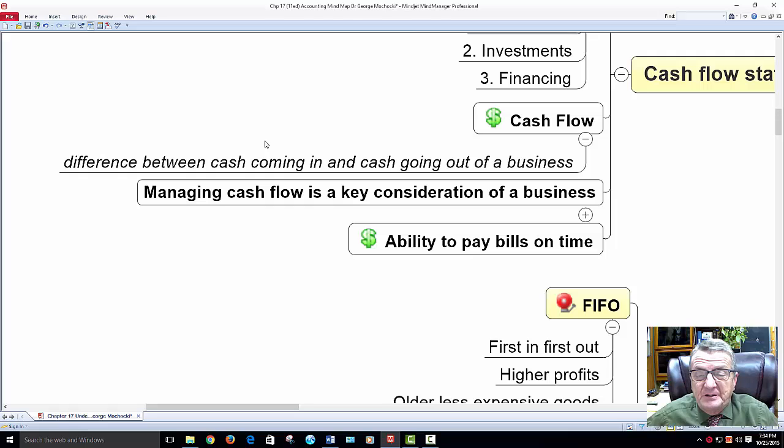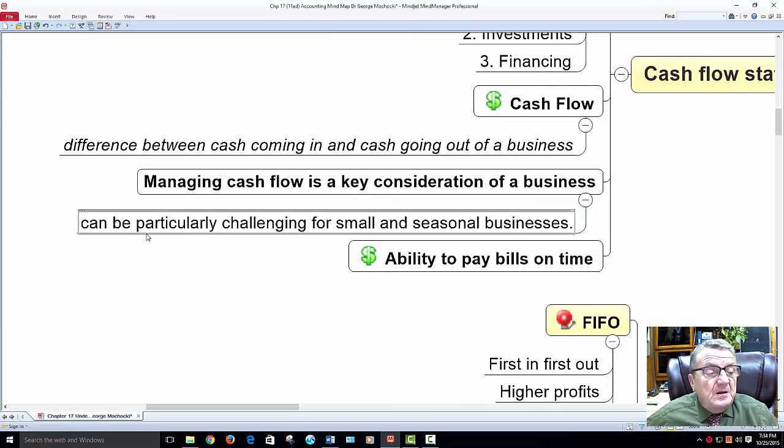Trying to make it up a little bit here. Okay, so if I'm looking at managing cash flow as a key consideration of a business, it can be particularly challenging for small businesses and seasonal businesses. Look, if I'm only selling Christmas trees, I'm just throwing up because the holiday's coming up, okay? I'm selling Christmas trees. What do I do the rest of the year?